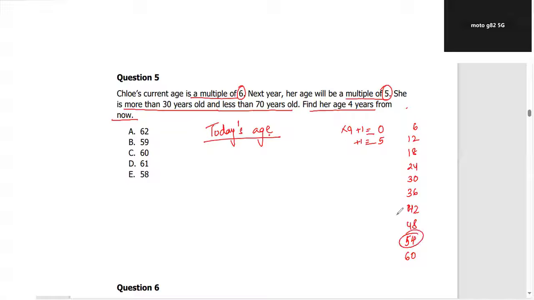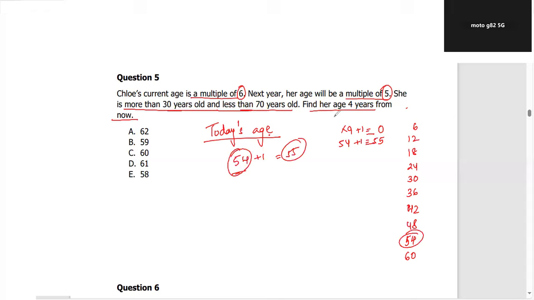Now, there's only one number here. Okay, 54, which you do plus 1, you get a 5, like a 55. So if you do this, Chloe's current age is say 54. After a year, her age will become 55, which will be a multiple of 5. And this number is meeting all the criteria that it is more than 30 years old and less than 70. So this is a number between 30 to 70. And so her current age is 54.